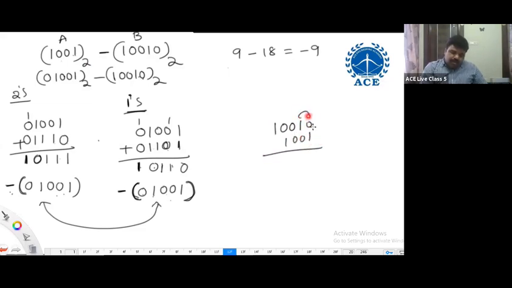Cannot be subtracted. Taking power, it becomes 2. 2 minus 1 is 1. What we have here? 0. 0 minus 0 is 0. What we have here? 0 minus 0 is 0. What we have here? 0 minus 1 cannot be subtracted. We are taking power, it becomes now 2. 2 minus 1 is what?